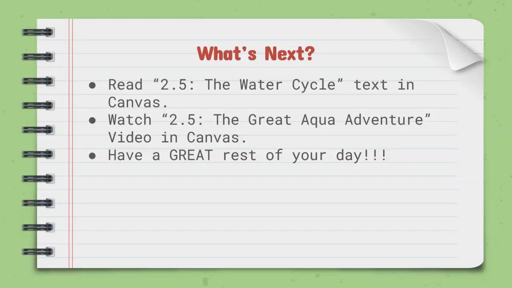So that was the presentation for the water cycle. I hope that you took quality notes in your online notebook. And the next step that you need to do is you need to read 2.5, the water cycle text. That is located in Canvas right after this lecture. And then the final thing you're going to do today is you are going to watch 2.5, the Great Aqua Adventure video in Canvas.